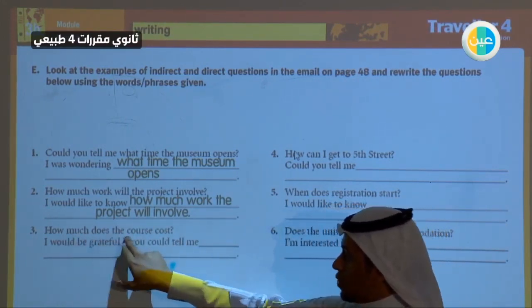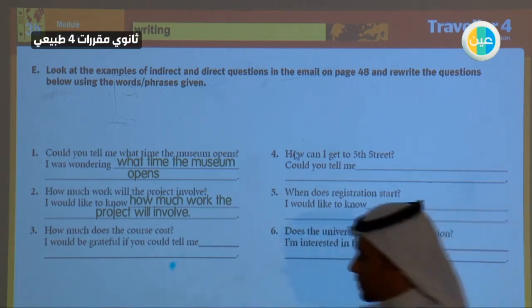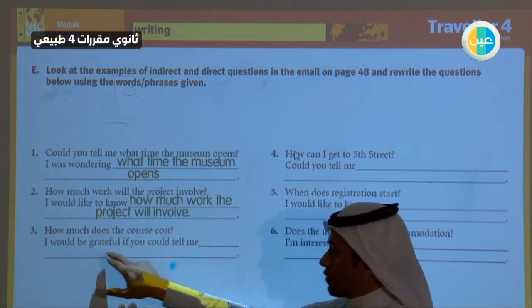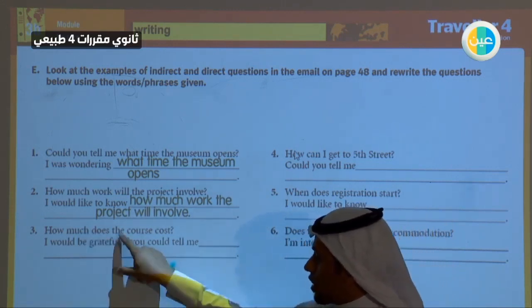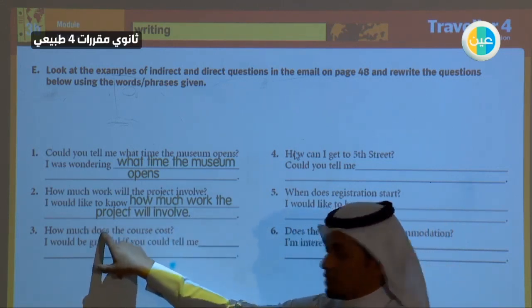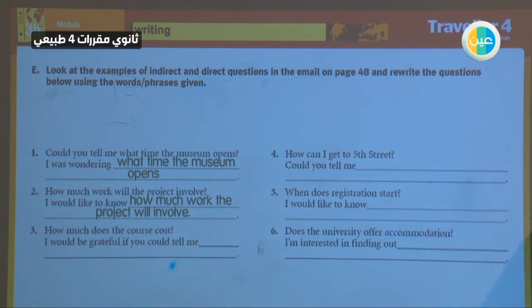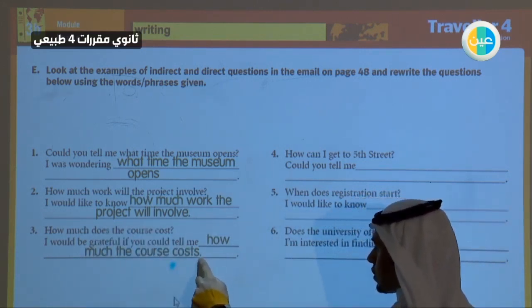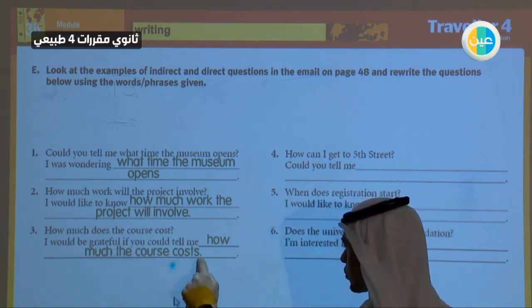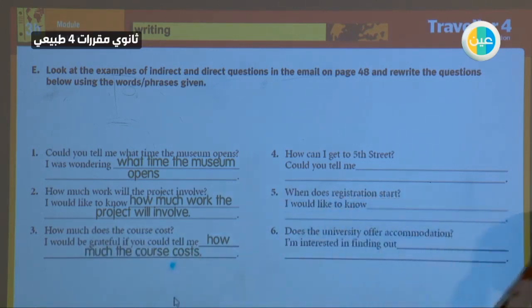3, how much does the course cost? How much money do I have to pay for this course? So I would be grateful if you could tell me how much the course costs. We don't use does in an indirect question: how much the course costs. So we replaced does with an S on the verb. We didn't use does, but we added S.